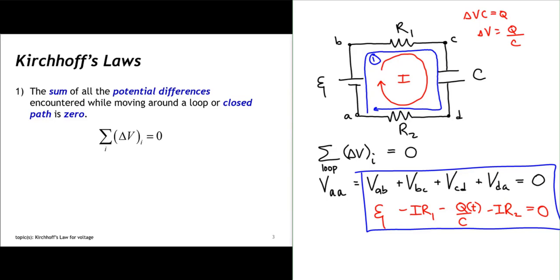So Kirchhoff's first loop law: the sum of all the potential differences encountered while moving around a closed loop is equal to 0.